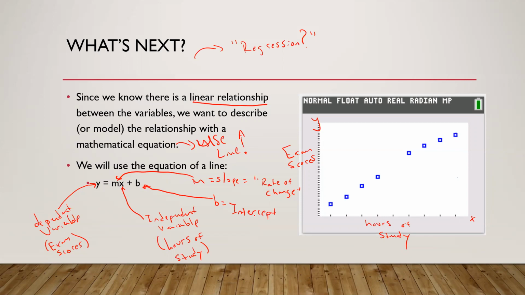Okay, so now here's the thing. Look at that line right there that I put there. Does that line do a good job going through the data? What do you guys think? I think it's not bad. It's not bad. Okay, so what our goal is, what we want to do is find the equation of this line. That's our goal here. We want to find the equation of this line.